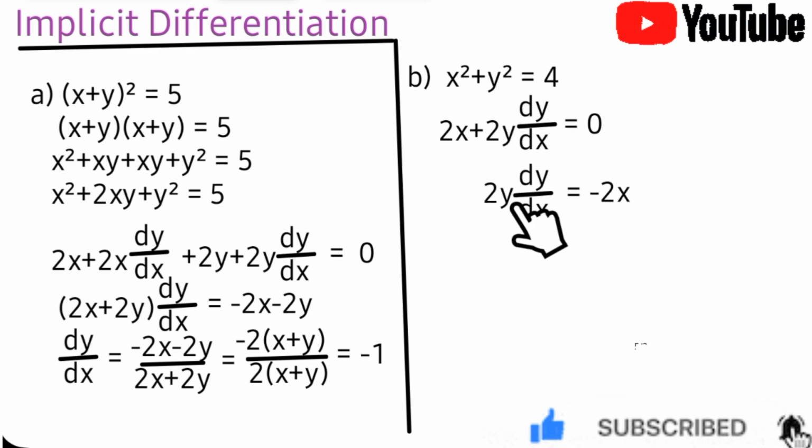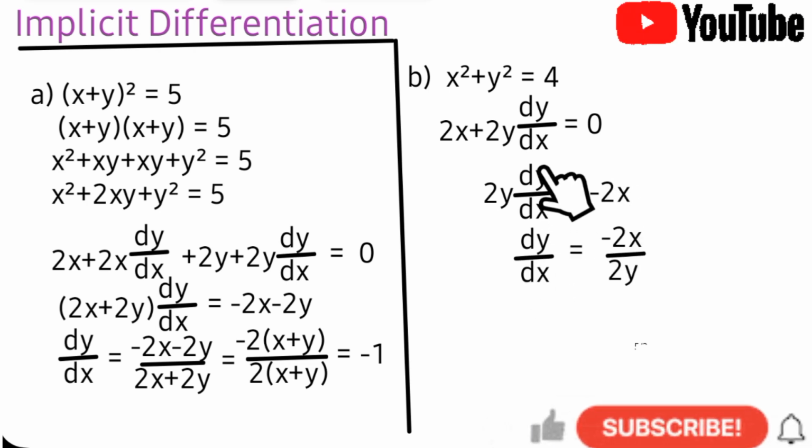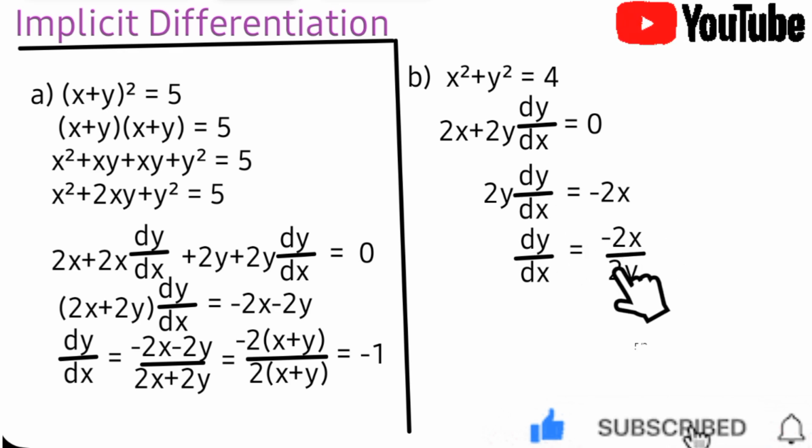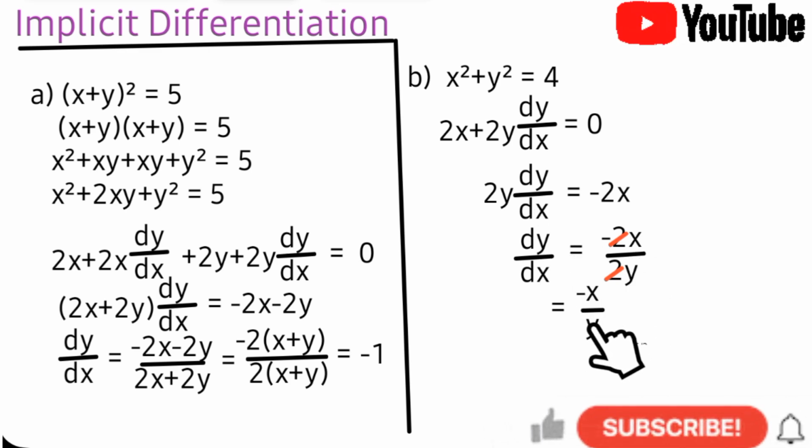So we have, when 2x crosses the equal sign it becomes minus 2x. So therefore dy/dx will be equal to minus 2x divided by 2y. The 2 here cancels this 2, so we are left with minus x over y. Therefore our dy/dx is minus x over y.